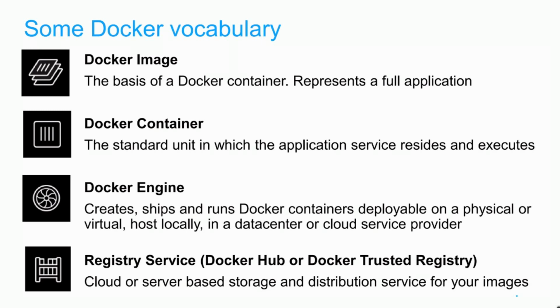And the last one is the registry, from where we can download or upload our Docker images. Docker Hub is one example of a Docker registry. Apart from Docker Hub, Amazon provides its own registry service, Azure has its own registry service, and Google has its own registry service. So it is a cloud or server based storage and distribution service for your images, where we can upload and from where we can download our Docker images.